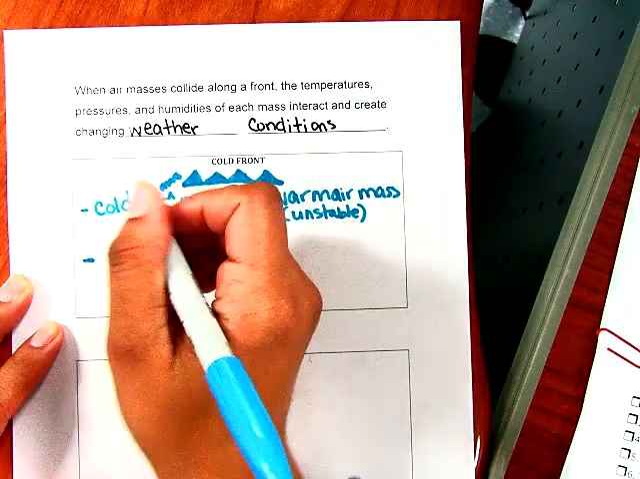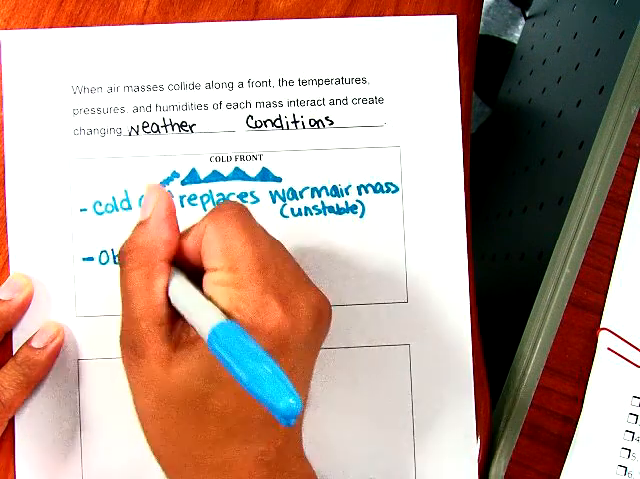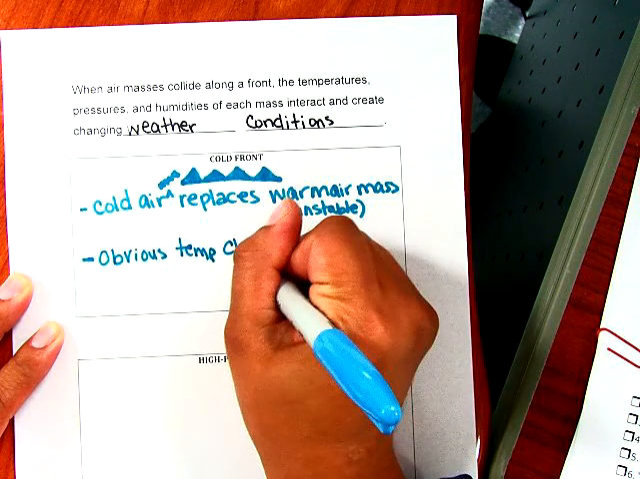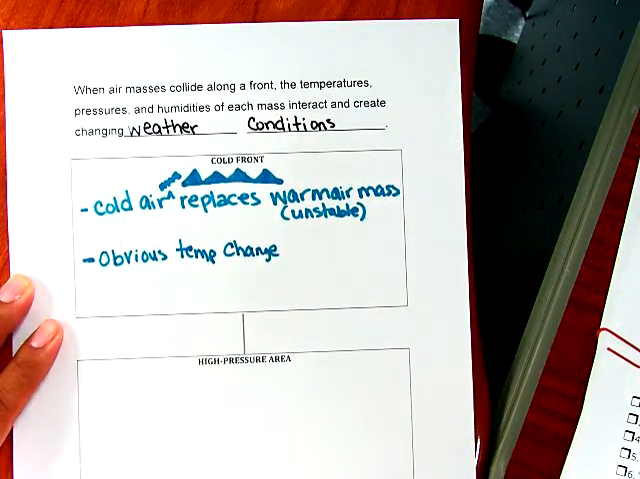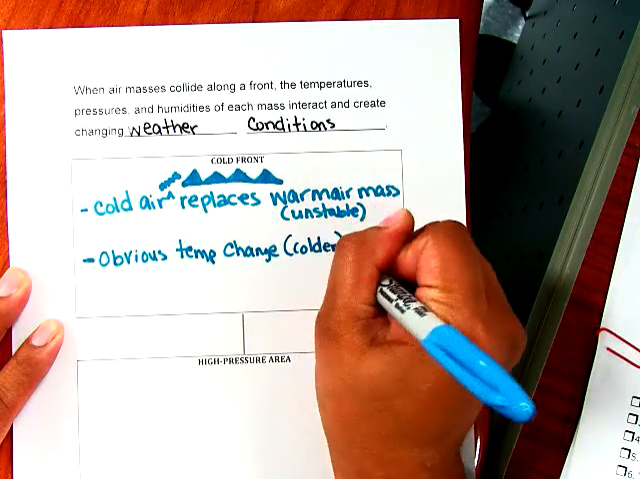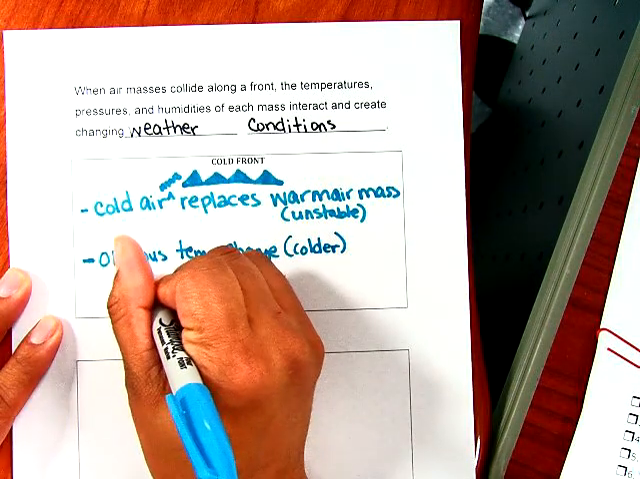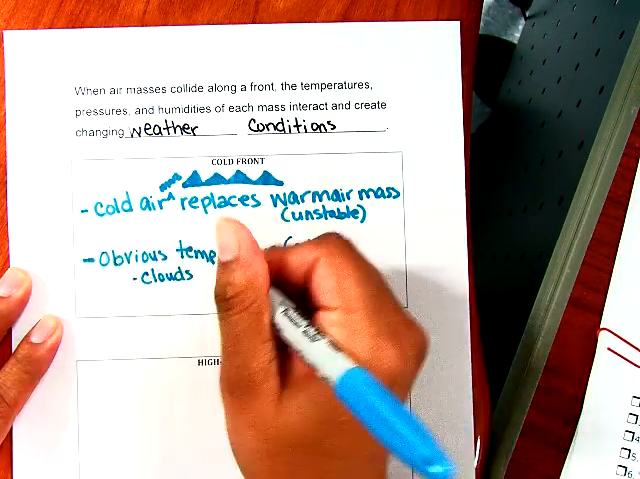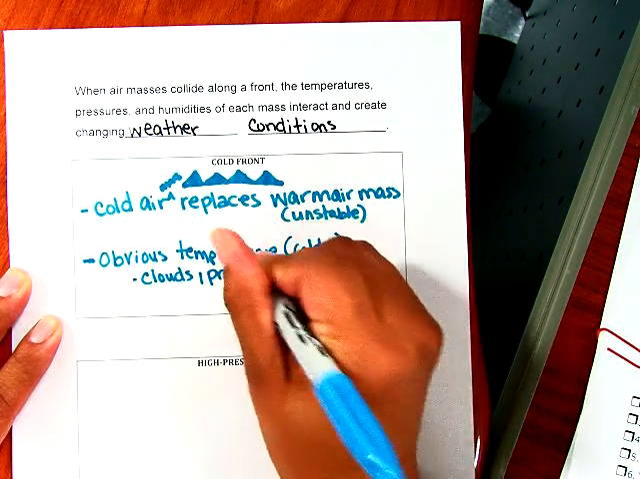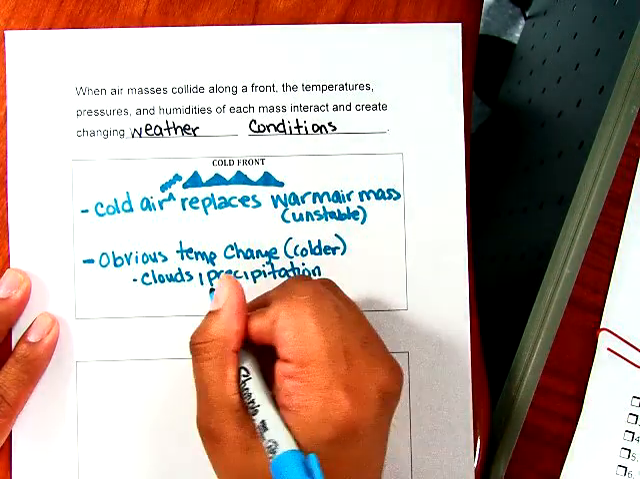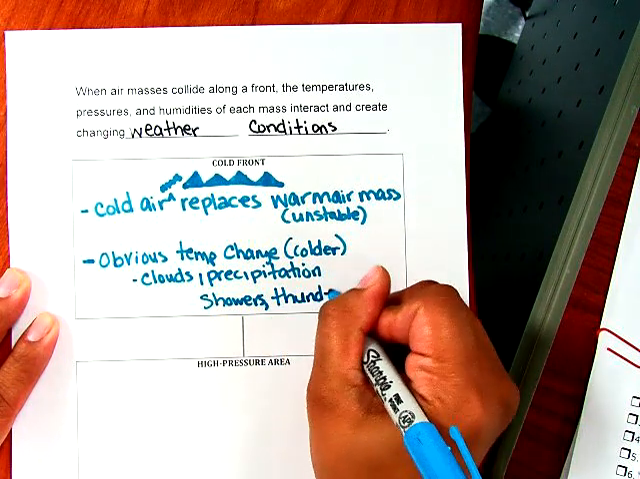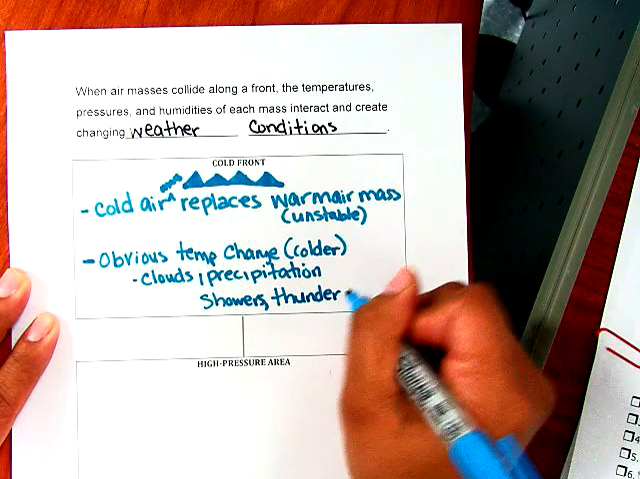The temperature change is going to be an obvious temperature change for one. You quickly recognize that it's gotten colder. An obvious temperature change with it being colder. There are going to be clouds, possible precipitation. And you could have some showers and thunderstorms, which is evident when I say precipitation. But the temperature is going to have an obvious drop.